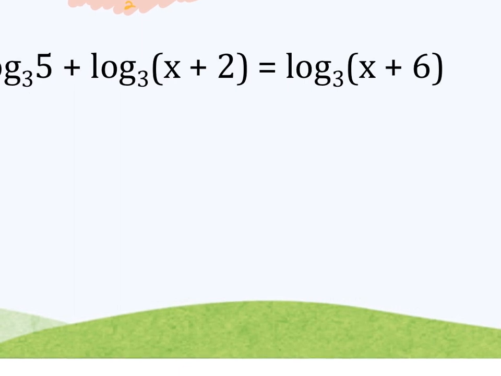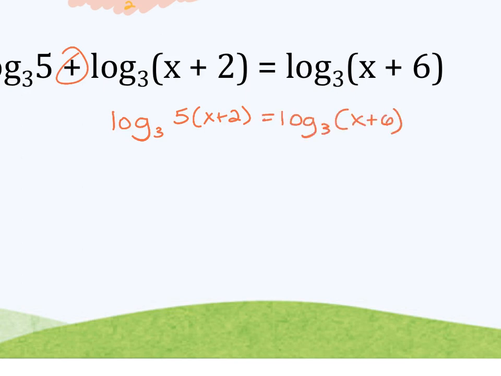All right, 3, this is a case where I have multiple logs on one side of the equation. If I had multiple logs or multiple ln's, what do I have to do? Combine, condense. Good, condense them. So because this is addition, when I condense it becomes what? Multiplication. So this would be log base 3 of 5 times x plus 2 equals log base 3 of x plus 6.